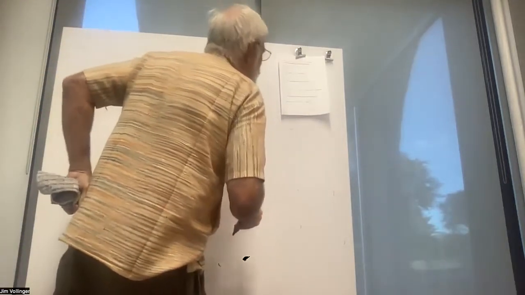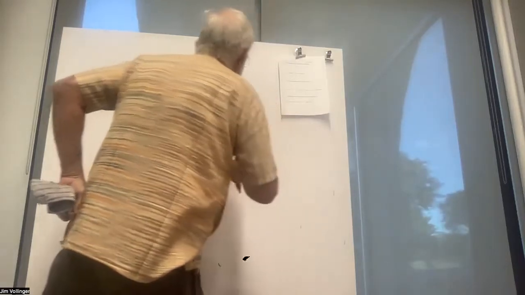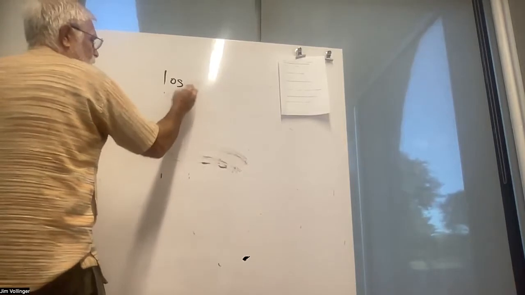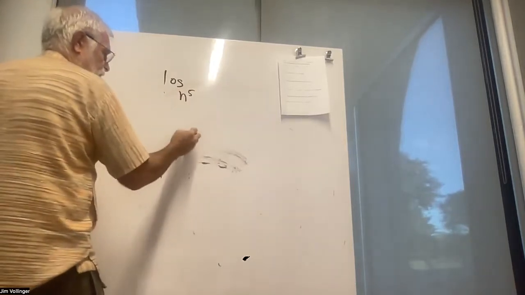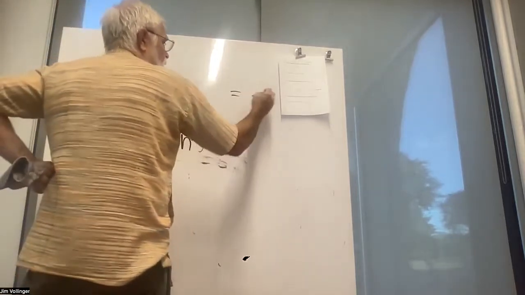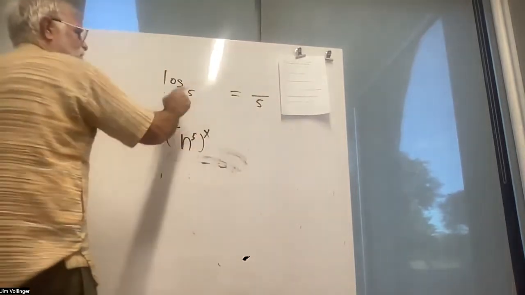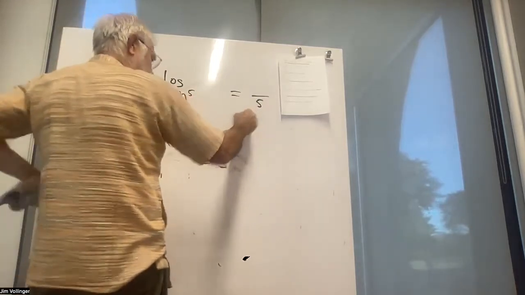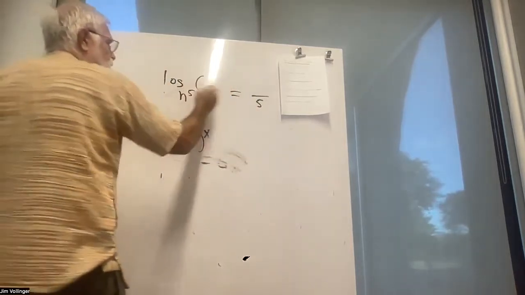Now I've got n cubed, I think, with my bad eyesight, n to the 5th. So log n to the 5th means n to the 5th to the what? Right? And I got a feeling it's not going to be the number 5. So the 5th root is undone with it. The 5th power is undone with the 5th root, but I'll develop this further here.